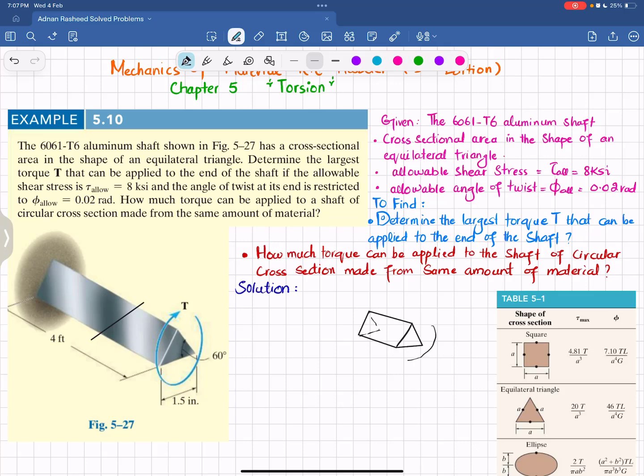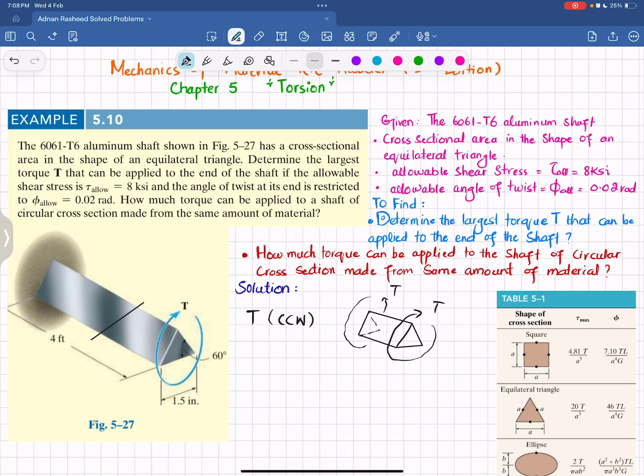And at this end you can see you have this torque T, which is in the clockwise direction. So for balancing it, our resultant internal torque will be in the counterclockwise direction. So what we get is that T is equal to the torque in the counterclockwise direction. Okay, and this torque is the resultant internal torque.